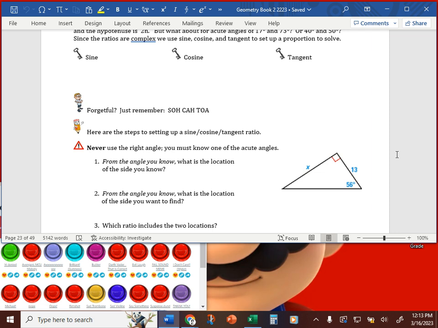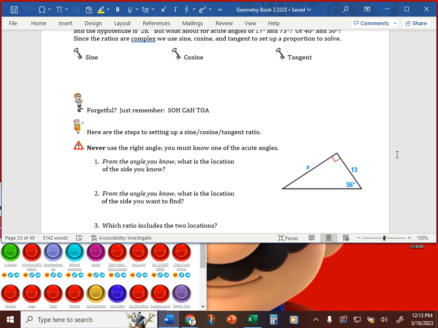What if it's not? If it's not, there should be a mode button you can press and select. I can show you later on, or if you realize on test day that you don't have it in degree mode, come up and ask me, and I will remind you on test day also.